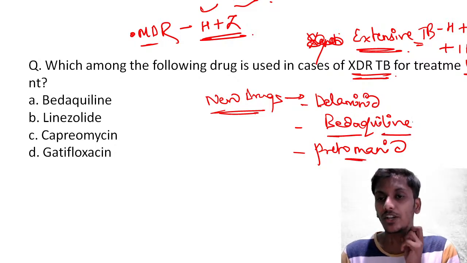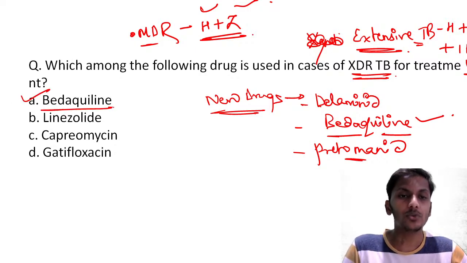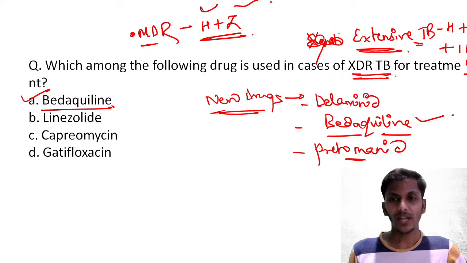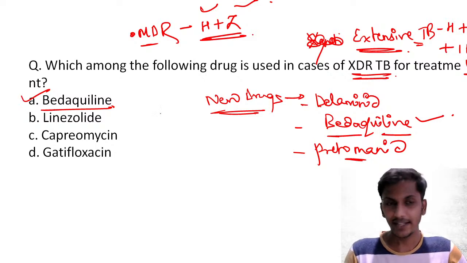A question has been asked prior on bedaquiline, therefore I have included this question. So please remember, option A, bedaquiline is the new drug which is used in cases of MDR or XDR TB. The other 2 are delamanid and pretomanid. I hope everything is fine now.